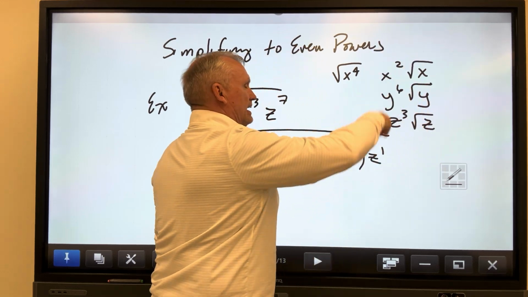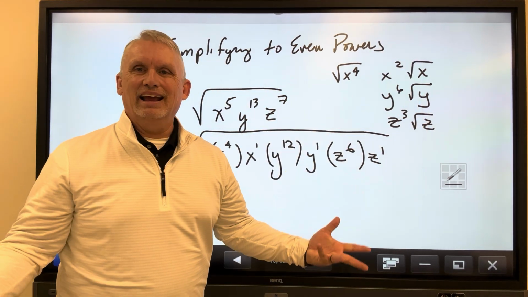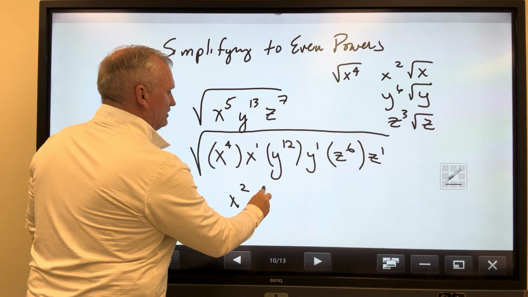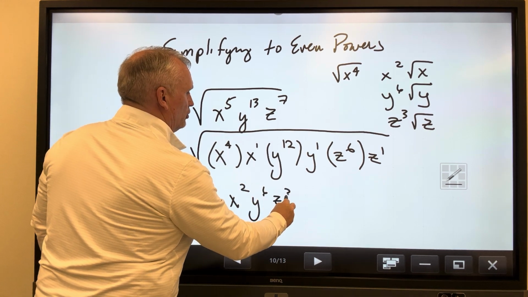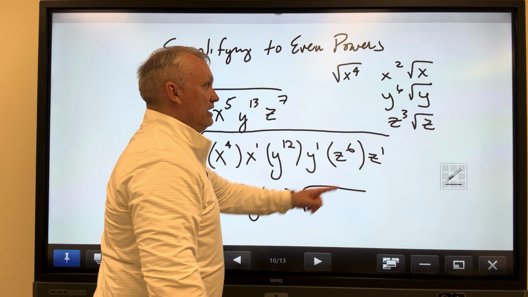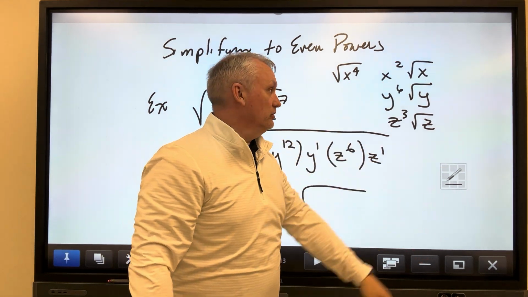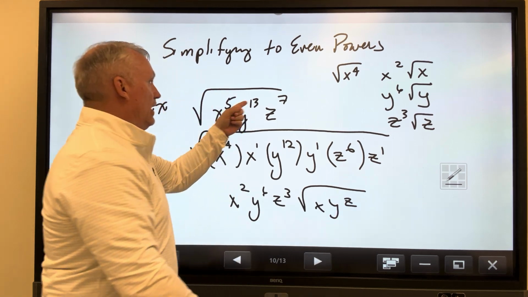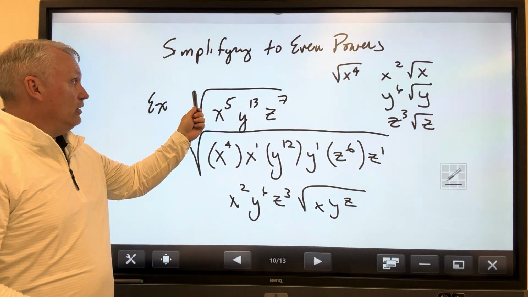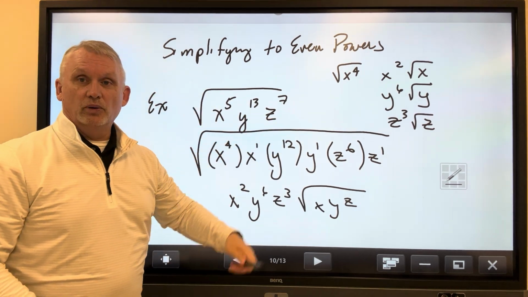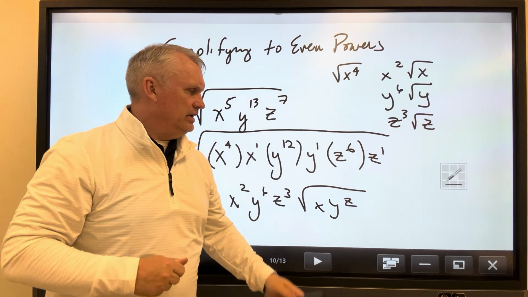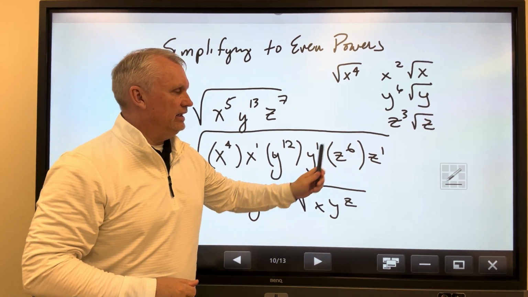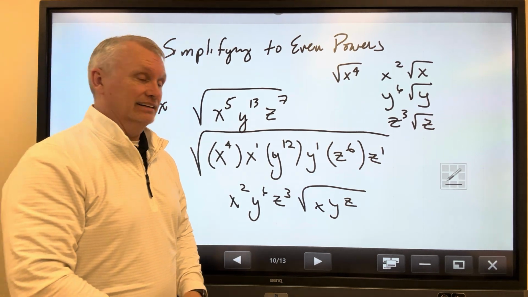Well, now look at what all I got right there. I just got to combine it. My final answer is x squared, y to the 6th, z cubed, the square root of, product rule says take all those along, x, y, z. If you have a square root and odd exponents in there, just take one away from them, rewrite it, because you know that you can take the square root of something that's even.